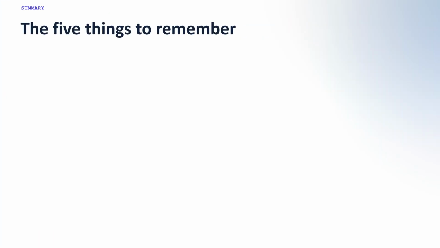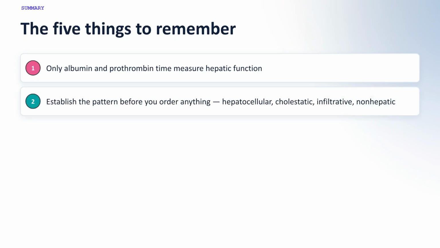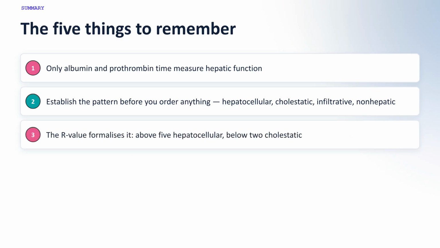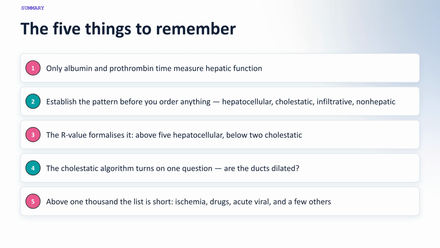5 things to carry with you. 1. Only albumin and the prothrombin time measure hepatic function. Everything else marks injury. 2. Establish the pattern before you order anything. Hepatocellular, cholestatic, infiltrative, or non-hepatic. 3. The R value formalizes it. Above 5 is hepatocellular. Below 2 is cholestatic. 4. The entire cholestatic algorithm turns on one question. Are the ducts dilated on ultrasound? 5. Above 1,000, the differential is short, and you should know it cold.